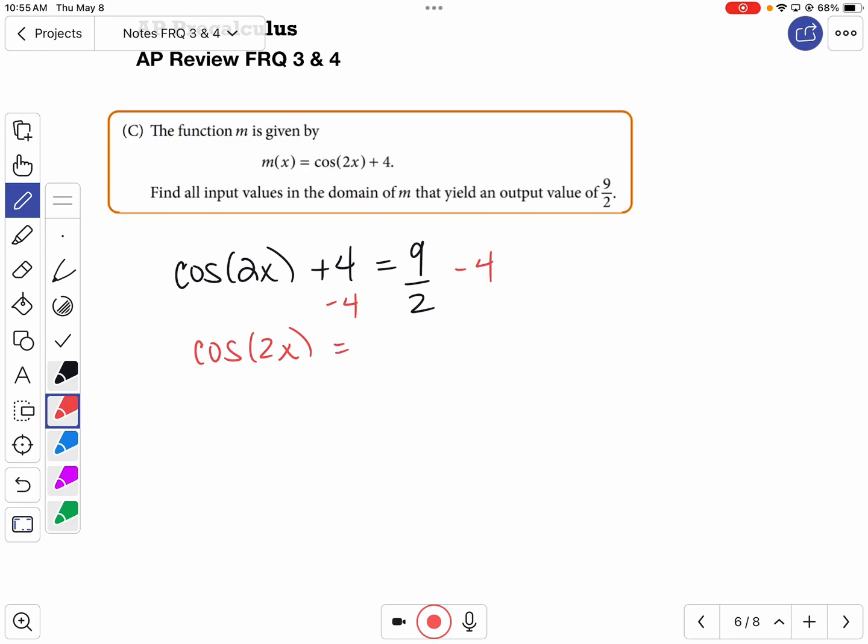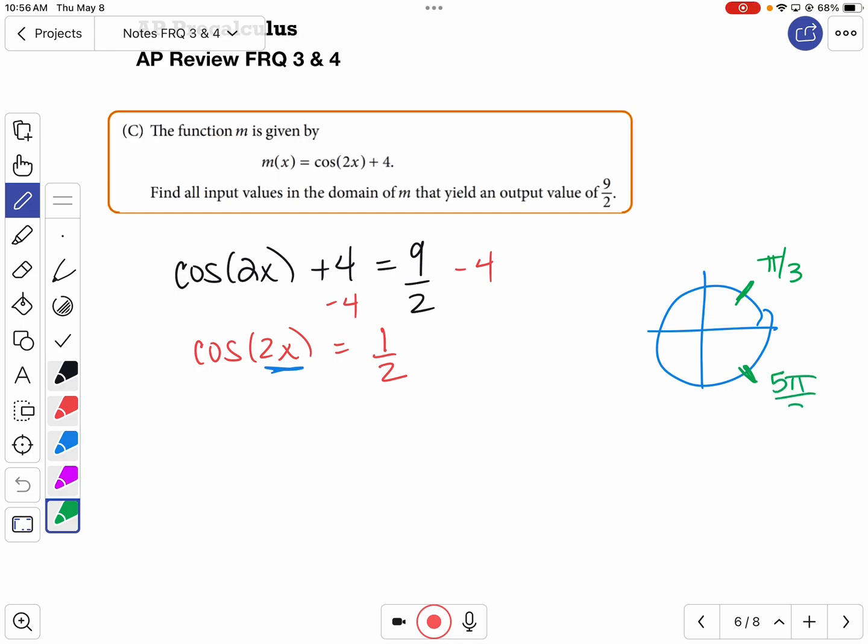Now 9 halves minus 4. How many halves would 4 be? 8. So 9 minus 8 would give me how many halves? Just 1. So it's just 1/2. And at this point, I'm going to go to my unit circle. I've got something other than just x inside there, but it's okay. Cosine is positive in the first quadrant and the fourth quadrant. Which family gives me a cosine of 1/2? The pi over 3. So in the first quadrant, it would be pi over 3. In the fourth quadrant, it would be what?